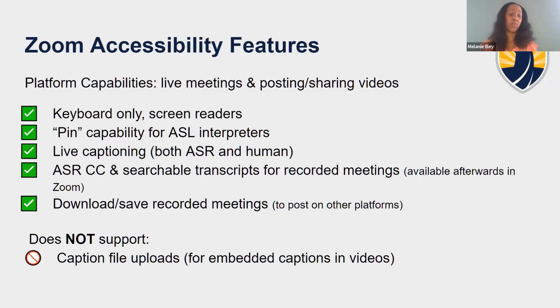Those files, for the most part, should meet that 99% accuracy rate. So you shouldn't have to do any editing to check for errors and that sort of thing. But again, if you have a caption file, you would not be able to upload that to the recording in Zoom. You could download that recording and post it on another platform and then upload that caption file. So that's one way to get around that, but you would not be able to upload a caption file in the Zoom platform.